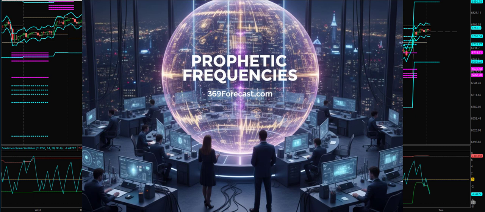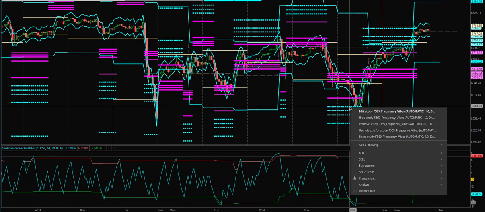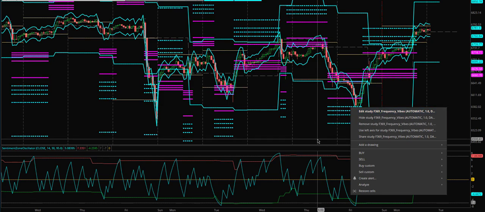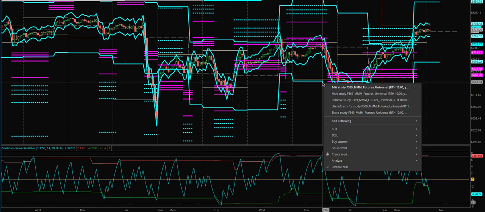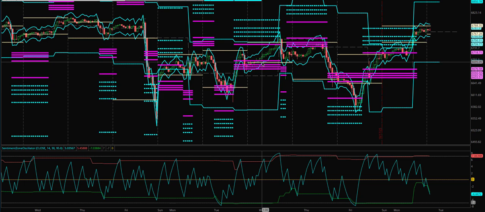Hello friends and traders, let's quickly review one of the oscillators from Think or Swim, the Sentiment Zone Oscillator. When it is put in use with context of value, we have 369 frequency vibes, and then we have 369 future market maker levels universal, which are the outer bands, these two bands in cyan color.